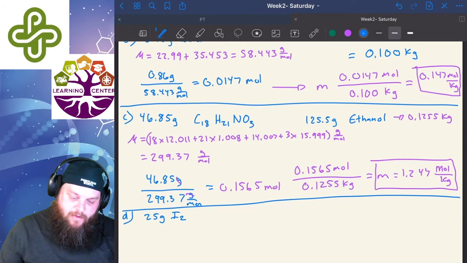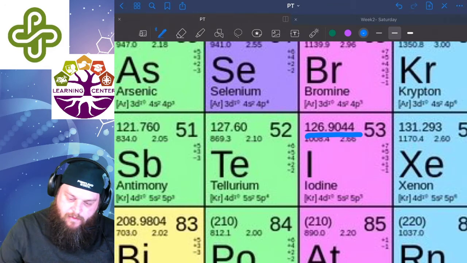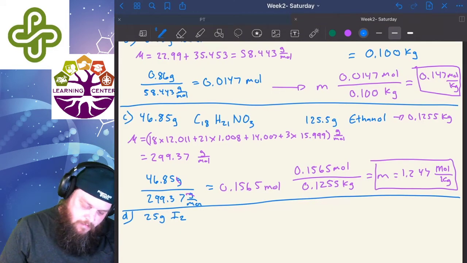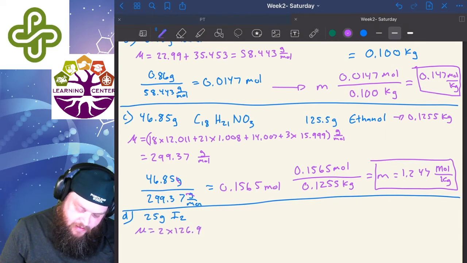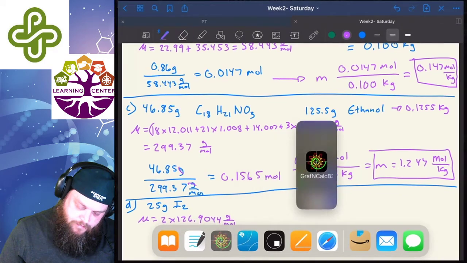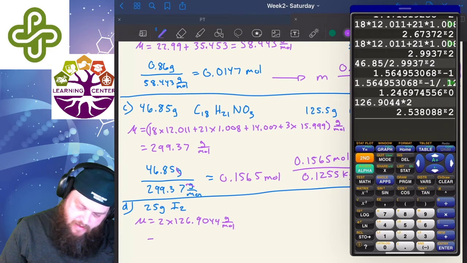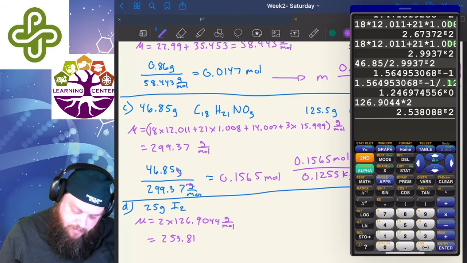And I2 is an easy one because it's just 2 times iodine, which is 126.90. The molar mass is equal to 2 times 126.9044 grams per mole, which is 126.90 times 2. That's going to be equal to 253.81 grams per mole.